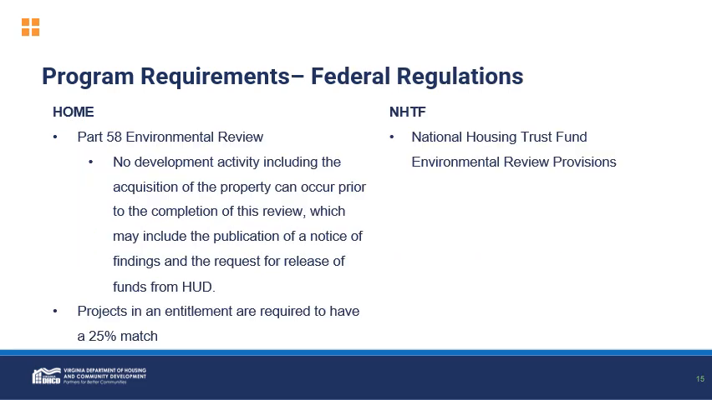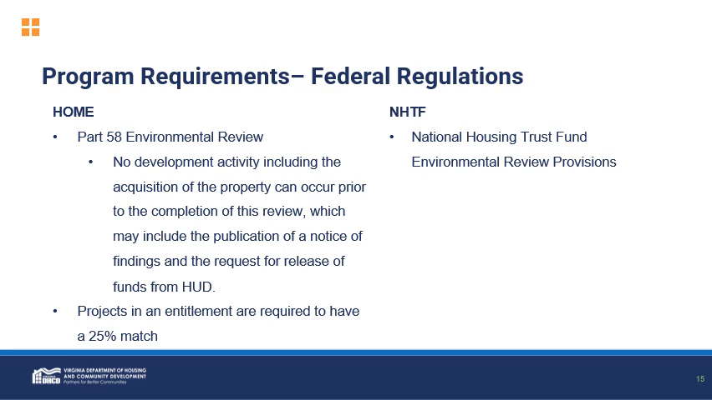There are also some federal regulations that I wanted to make you aware of when you apply for HOME and National Housing Trust Fund. For HOME, we require a Part 58 environmental review. This is a federal regulation that no development activity, including the acquisition of the property, can occur prior to the completion of this review, which includes the publication of a notice of findings and request for release of funds from HUD. So if you are applying for HOME funds, you cannot have any choice limiting activities occur until you have received the authority to use grant funds from HUD.